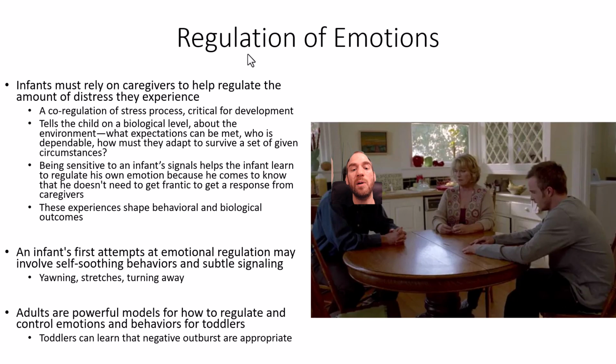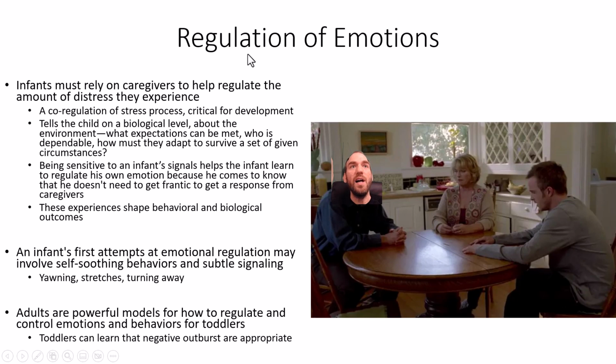An infant's first attempts at emotional regulation may involve self-soothing behaviors and subtle signaling, such as yawning, stretching, and turning away. Adults are powerful models for how to regulate and control emotions and behaviors for toddlers. Toddlers can learn that negative outbursts are appropriate.